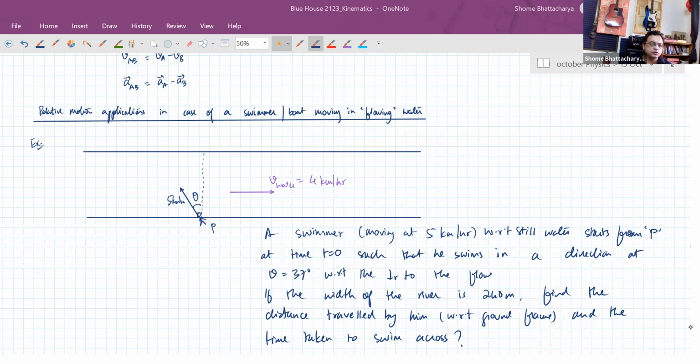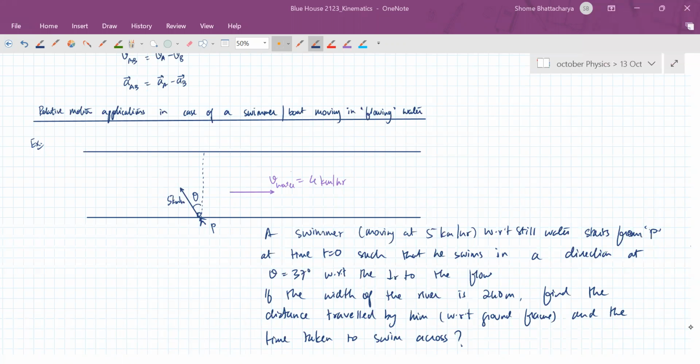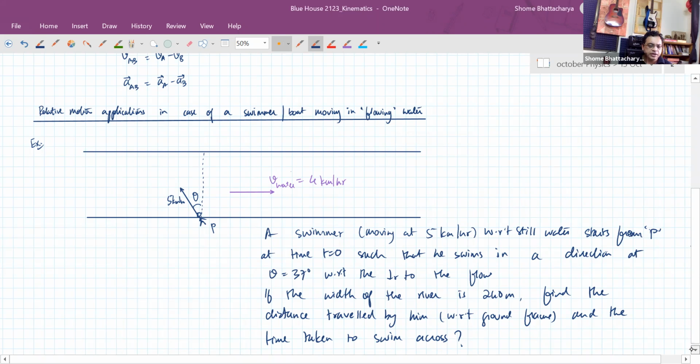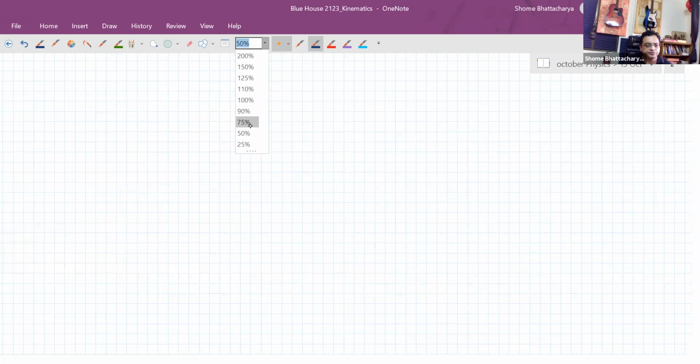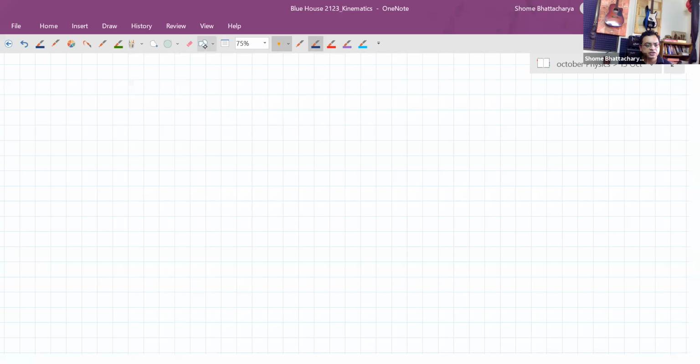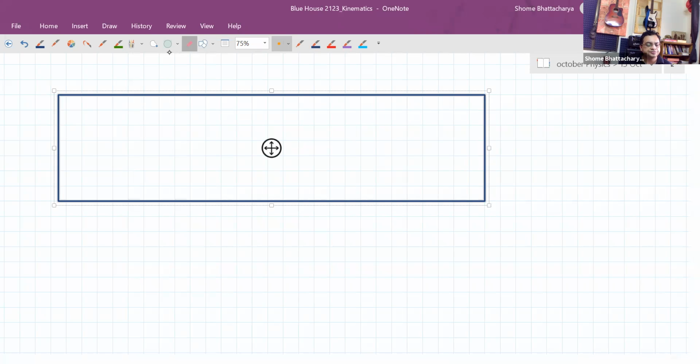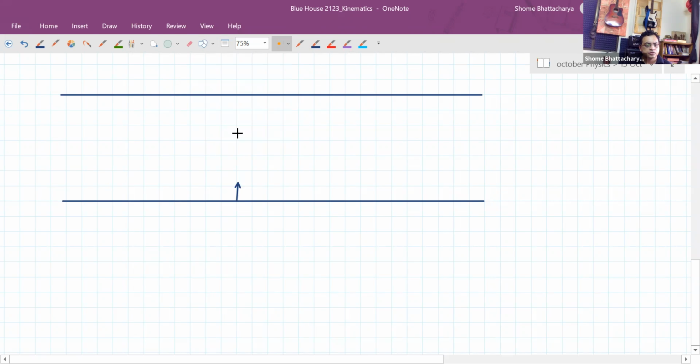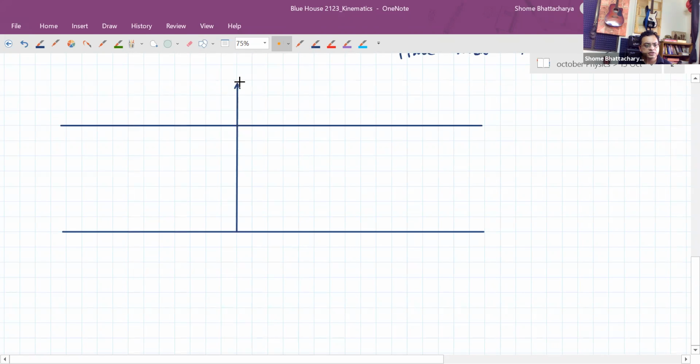Okay, people. So the question is clear to all of you. No, Vedant. The thing is, he will not swim in the perpendicular direction. His net velocity will have a component which is downstream also. Let's understand why. Theta is given as 37, and that theta is with respect to the perpendicular. Take this as our y-axis, this as our x-axis.